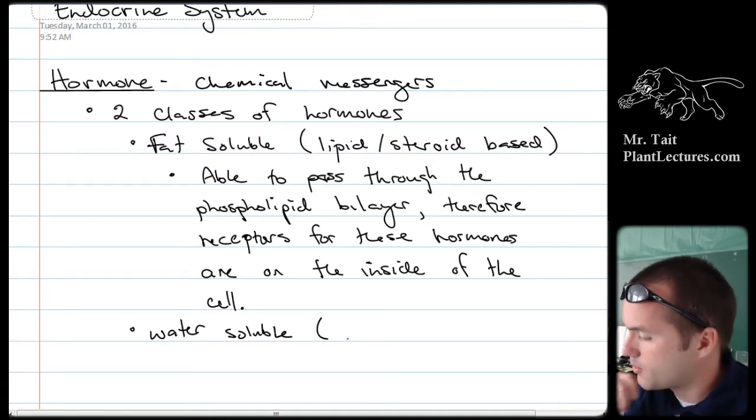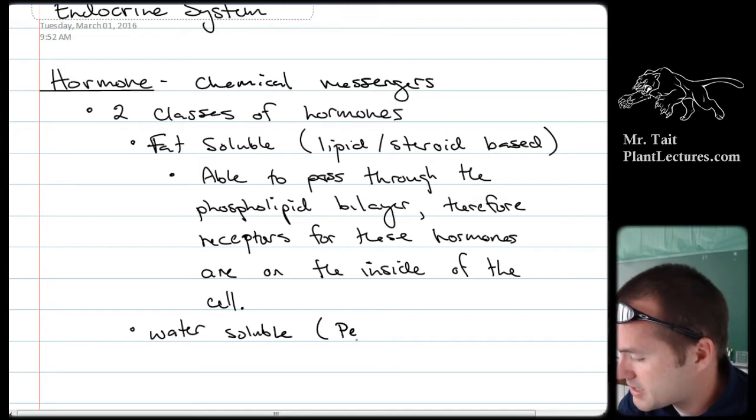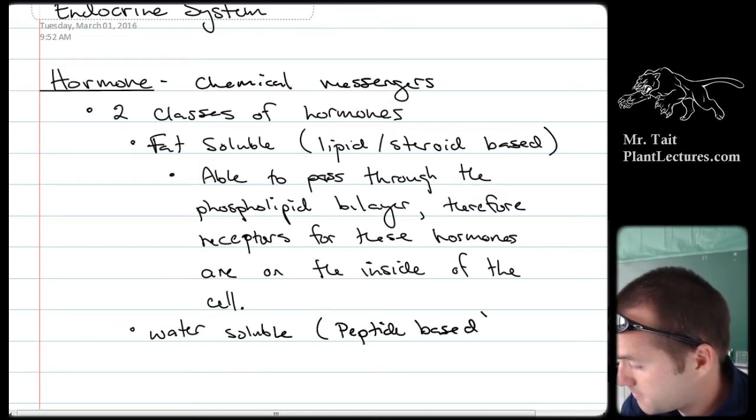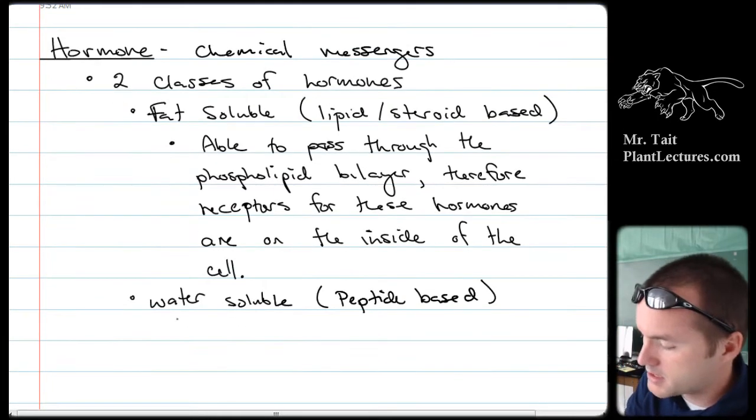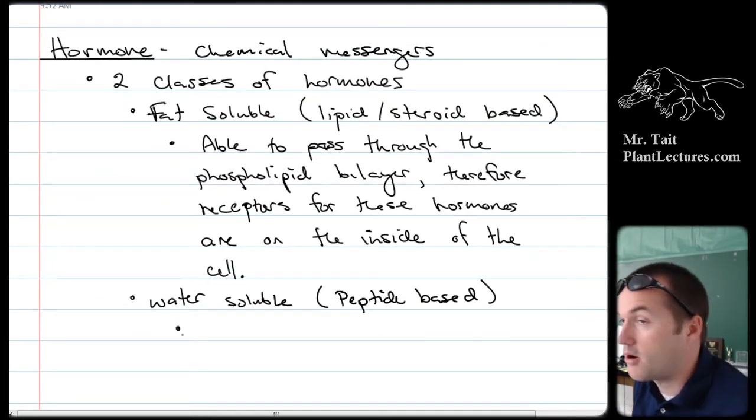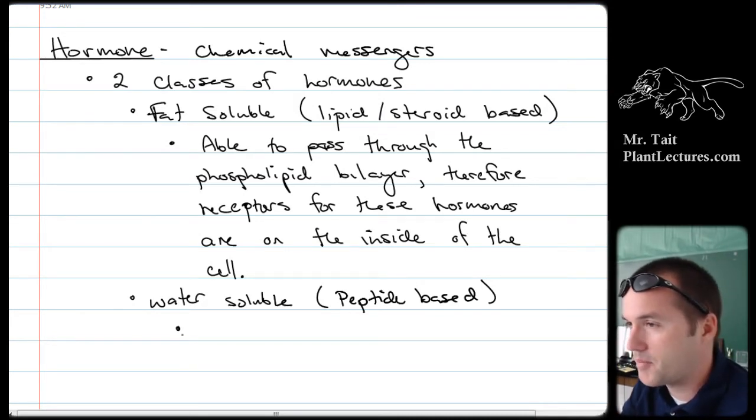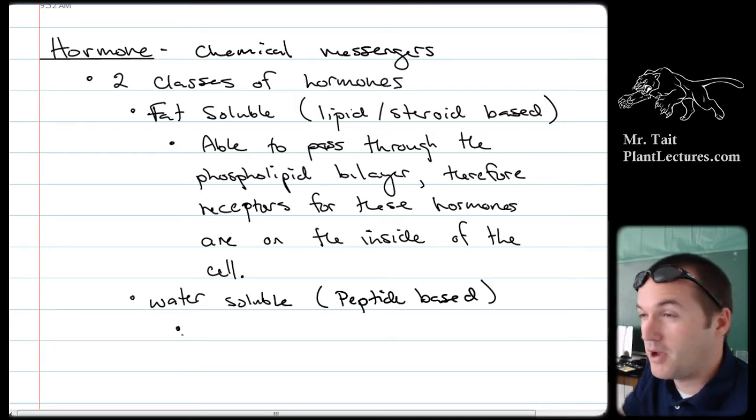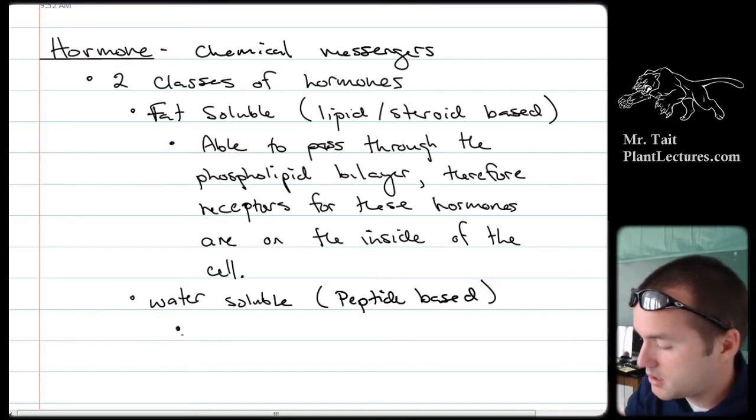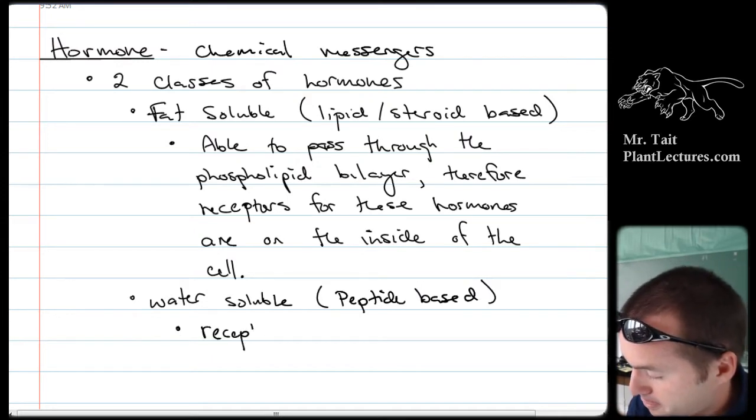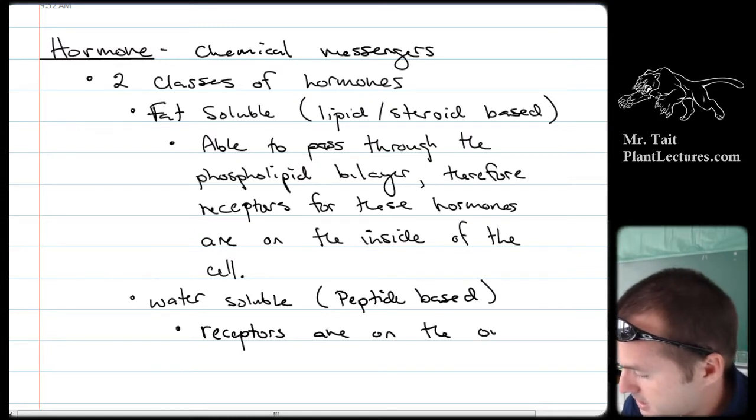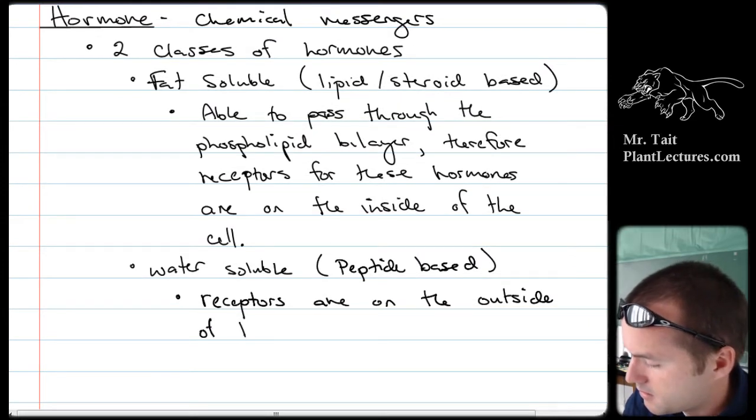And those water solubles are going to be peptide-based, which means they're made out of proteins. Because they're made out of proteins, the hormones are not going to be able to pass through the phospholipid bilayer, and therefore the receptors have to be on the cell membrane, right? So receptors are on the outside of the cell membrane.